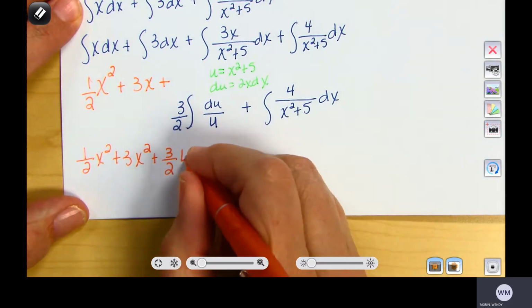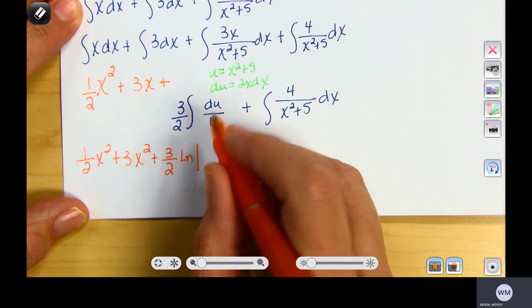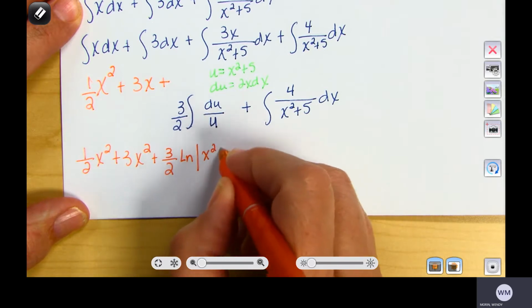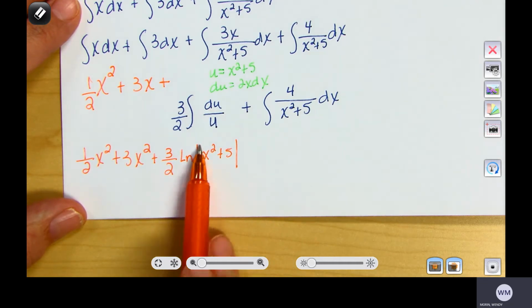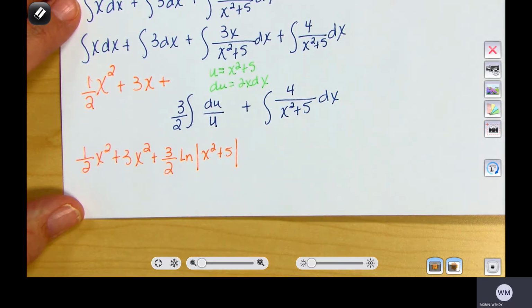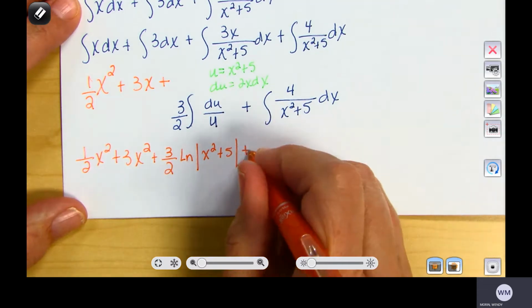The natural log of the absolute value of your u. Now you actually don't need absolute value on this one. You can use parentheses because x squared plus 5 is always positive. Okay? And now we're left with the last one.